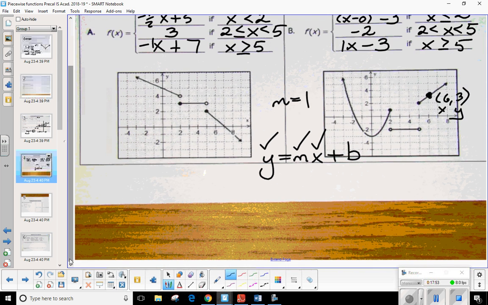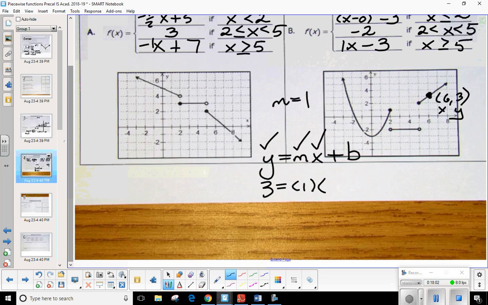Okay. So for the y, I'm going to plug in that 3. 3 equals, m was 1, times x, we chose 6, 3, so that's 6, and then plus b. All right, well, of course, 1 times 6. 3 is equal to 6 plus b. How would I solve for b? Minus 6.